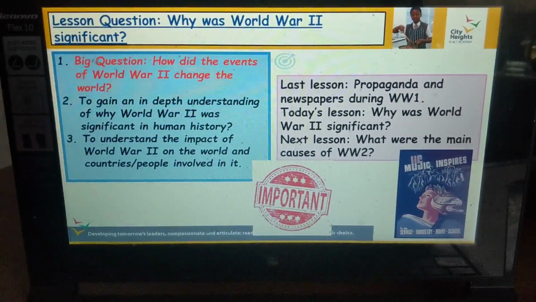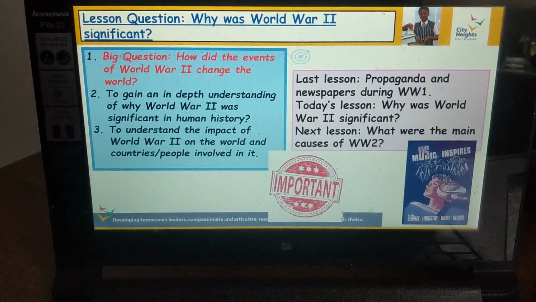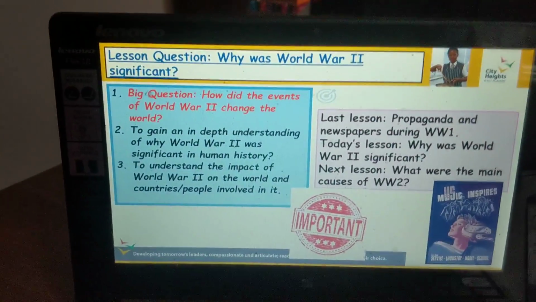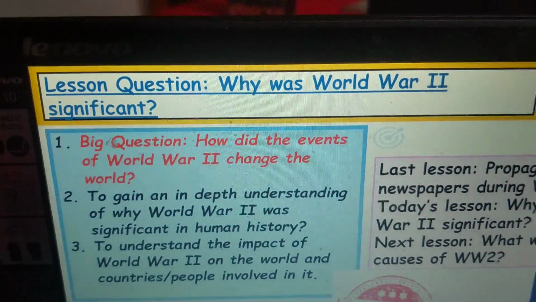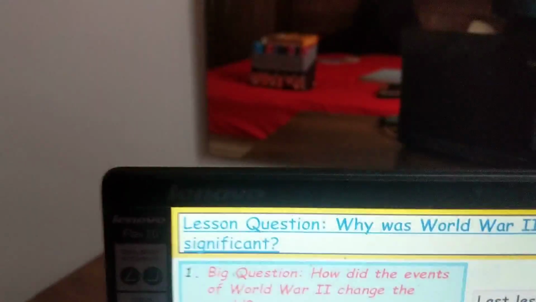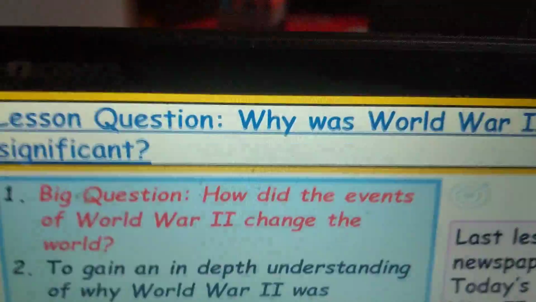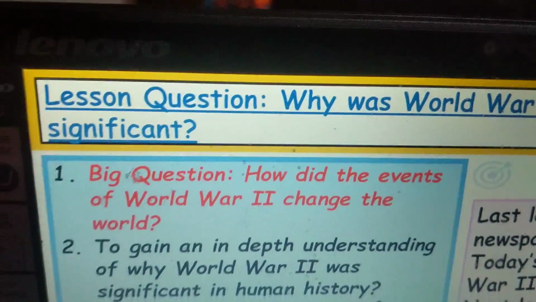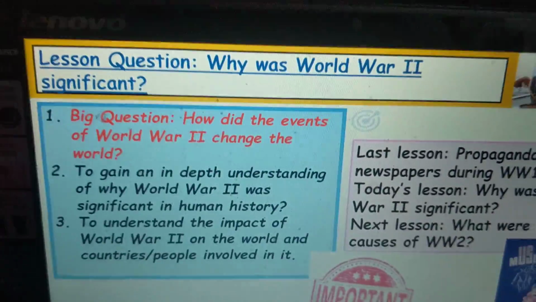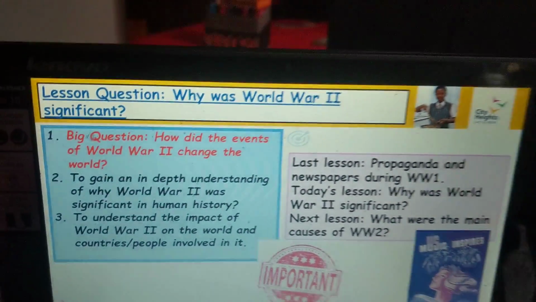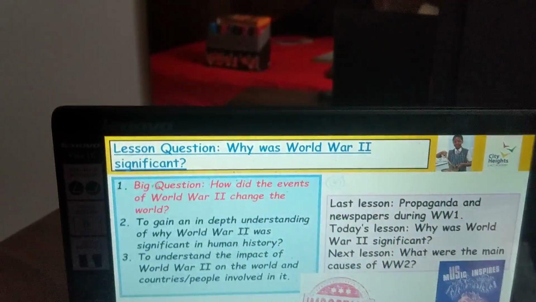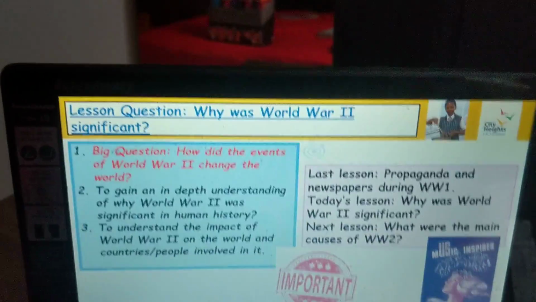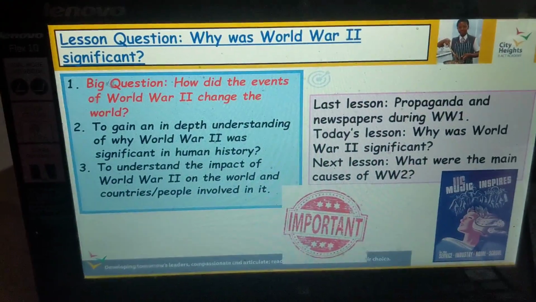All right, moving on. Today's lesson, the inquiry question for this term is: how did the events of World War II change the world? By the end of this term, you should be able to confidently answer that question in red. This is what we're going to be really focusing on in the next couple of weeks, so that you know how to answer that big question at the end of the term.